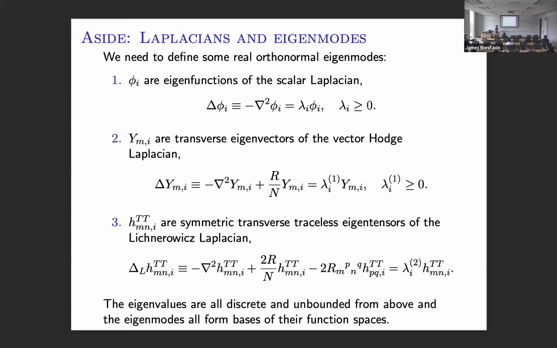So these eigenvalues are all discrete and unbounded from above and bounded from below. And the corresponding eigenmodes will form bases of the respective function spaces. So this just follows from standard results of spectral theory on compact manifolds.